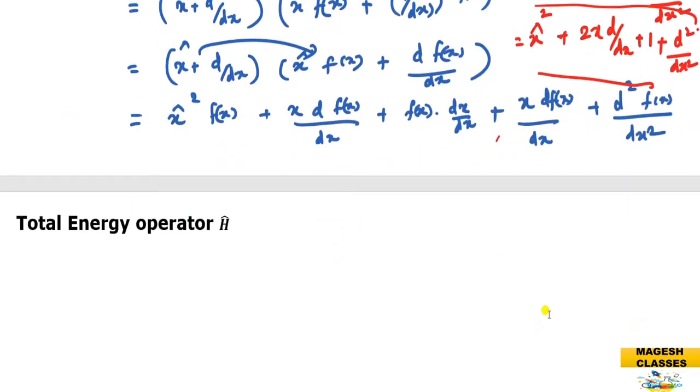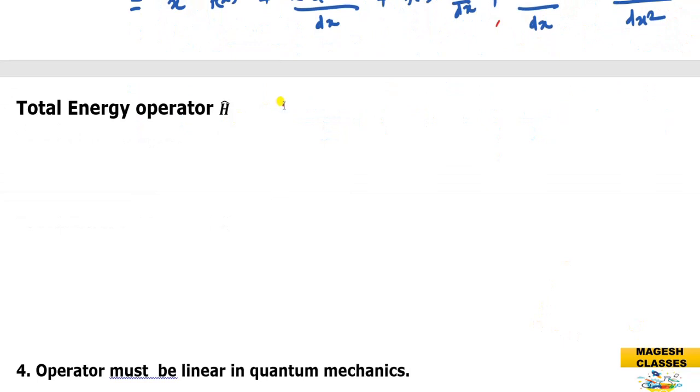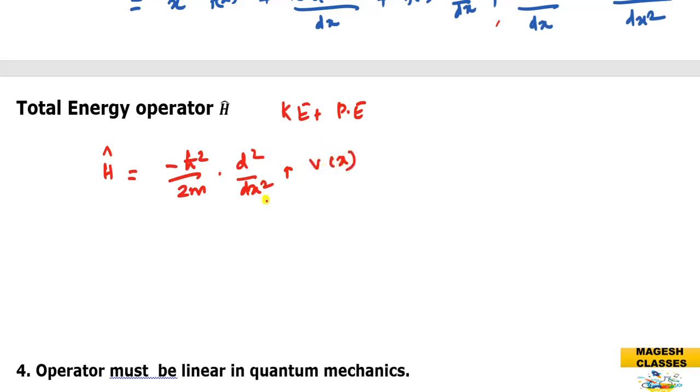Next one, total energy operator. The total energy operator is nothing but the sum of the kinetic energy and the potential energy. So it is said to be the Hamiltonian operator, that is H is equal to. What is the kinetic energy operator? It is the second order differentiation and the multiplication with the term minus h squared by 2m d squared by dx squared, plus the potential energy in the x direction, Vx.